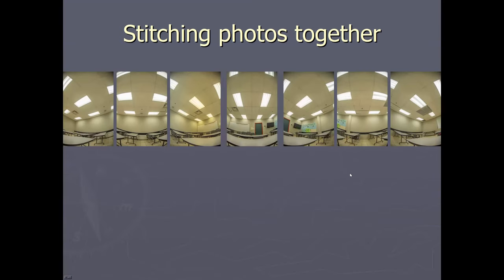Here is a set of photographs taken in a classroom. Okay, now I was using my fisheye lens. I took a picture facing the door, facing the front of the classroom. On this side, on the left, you can still see the whiteboard, and on this side, you can see the green board.